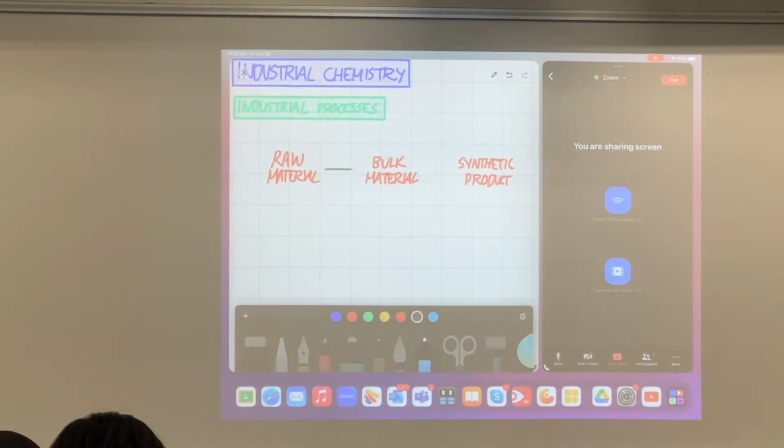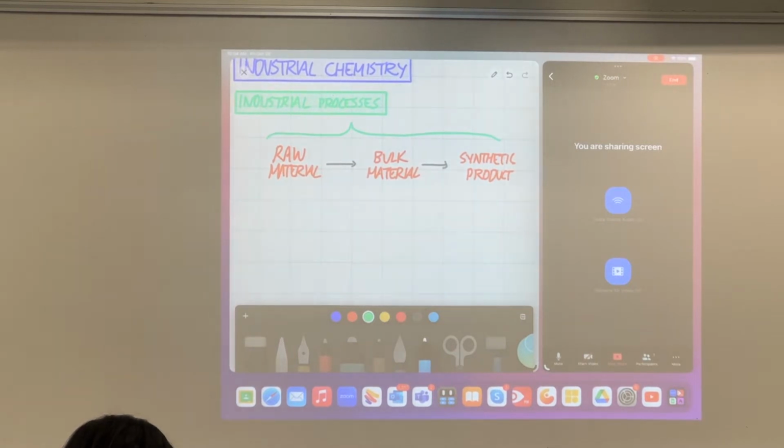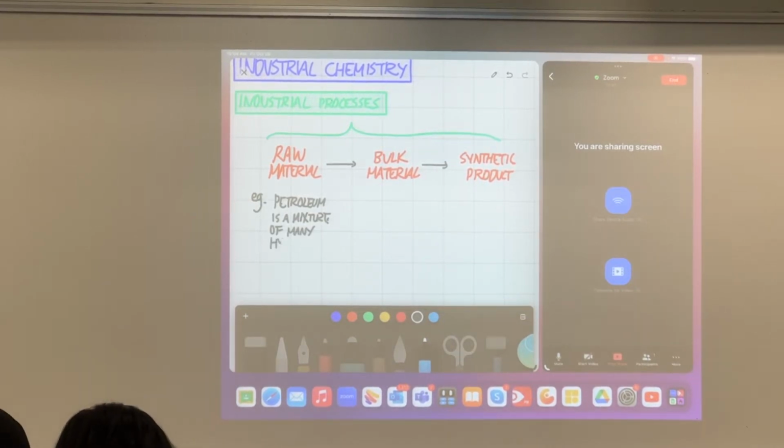So we have this so-called industrial process here. It's the conversion of raw material through bulk material into synthetic product. An example would be petroleum. Petroleum, not to be confused with petrol, is crude oil. It is a mixture of many hydrocarbons. Remember hydrocarbons like alkanes.